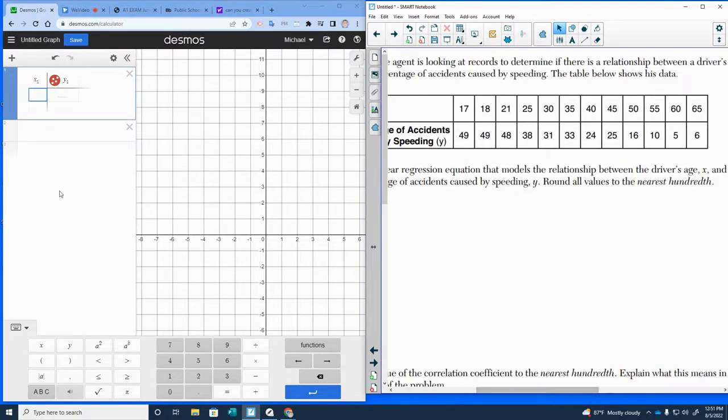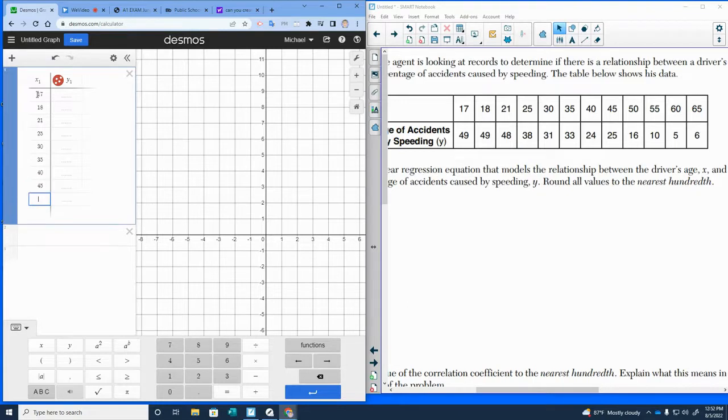So there are my values of X. I'm just going to click into my X value, and I'm going to get all my X values. So 17, I'm going to hit enter after each one. 18, 21, 25, 30, 35, 40, 45, 50, 55, 60, and 65. All right, great. I got my L1s all in there, or my X values.